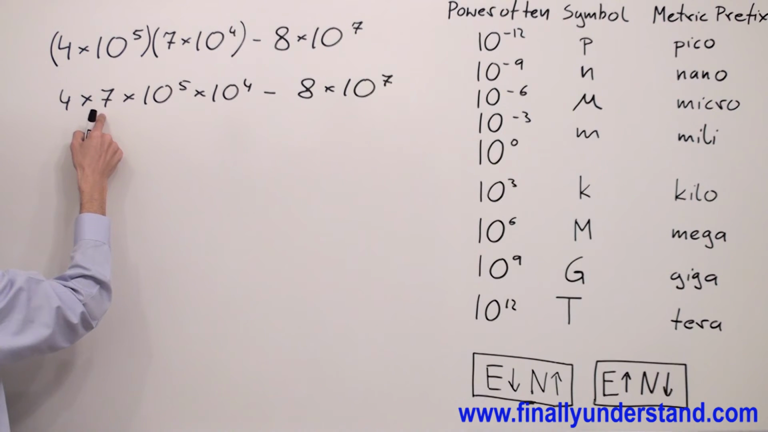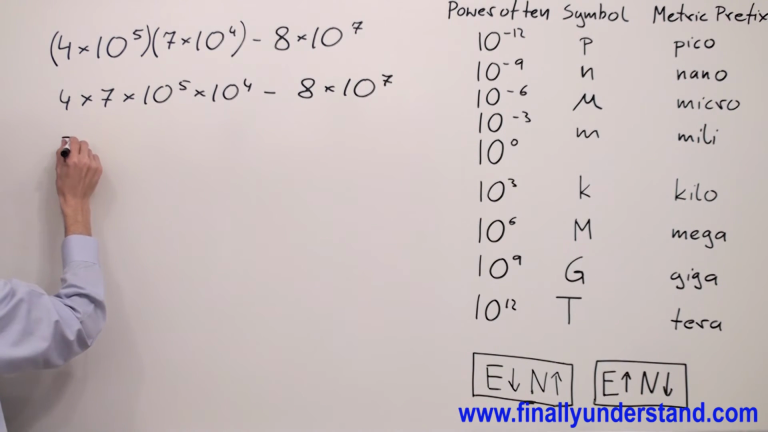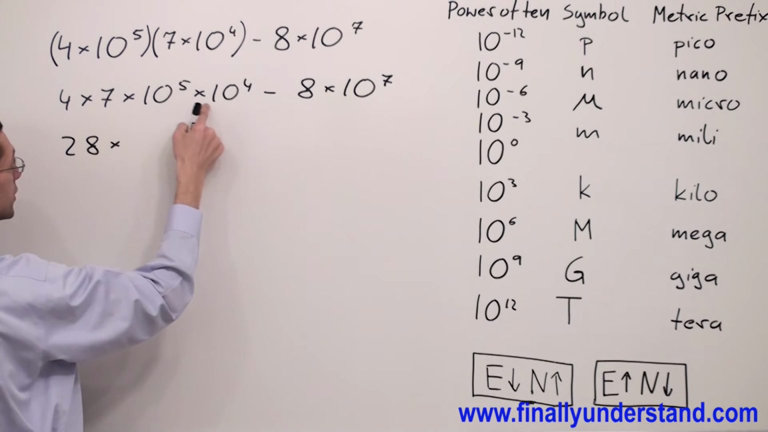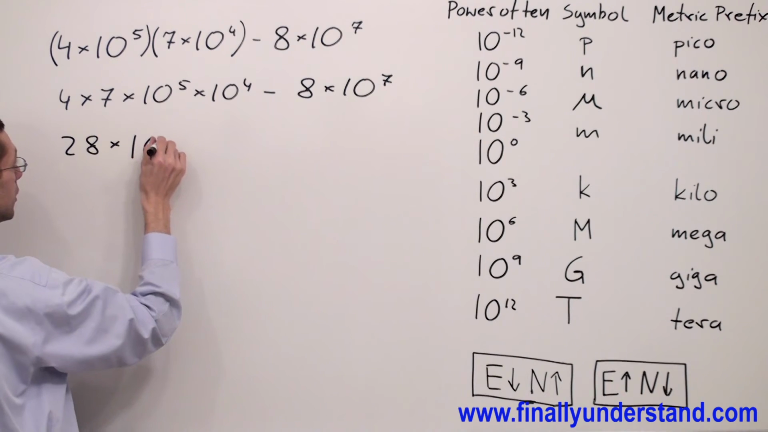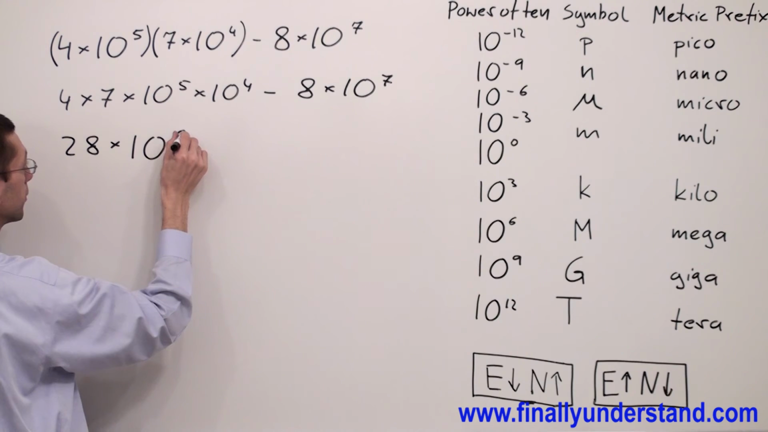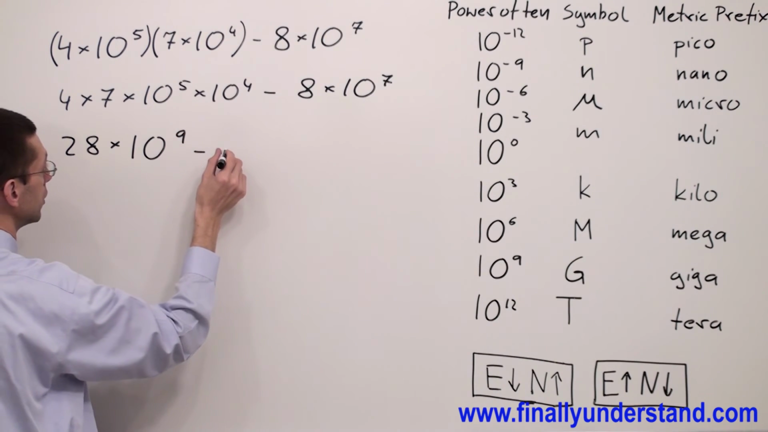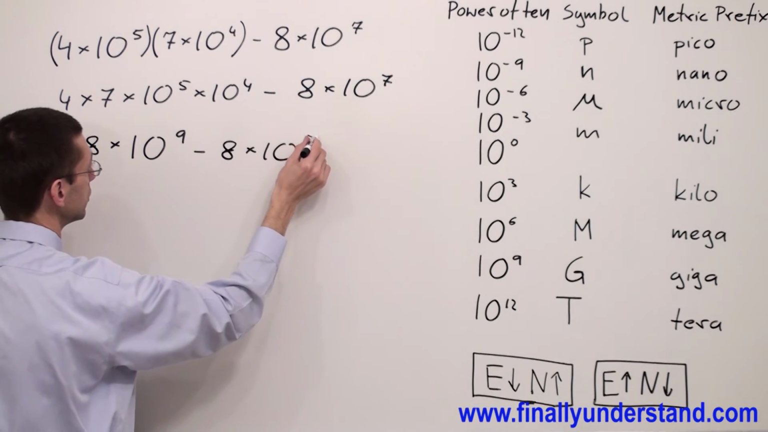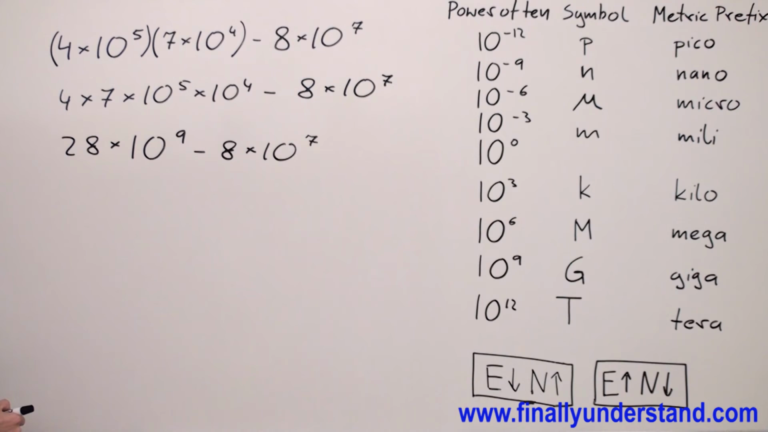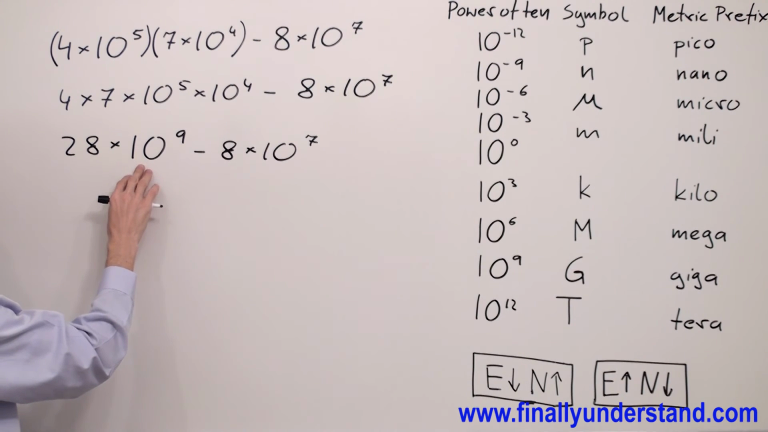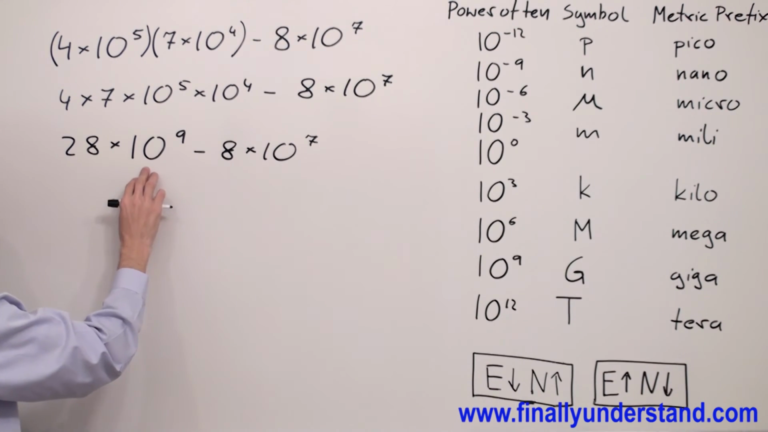4 times 7 gives me 28. Times, remember, anytime you multiply the numbers with the same base, you have to keep the base and add exponents. 5 plus 4 is equal to 9. Minus 8 times 10 to 7. I have to subtract these two numbers. In order to subtract two numbers with powers of 10, we're supposed to make sure that we're going to have the same powers of 10.